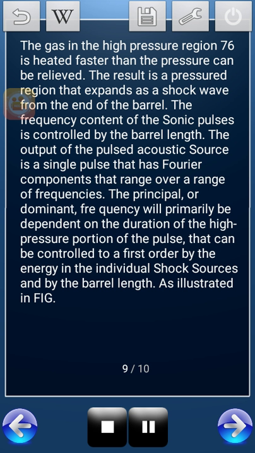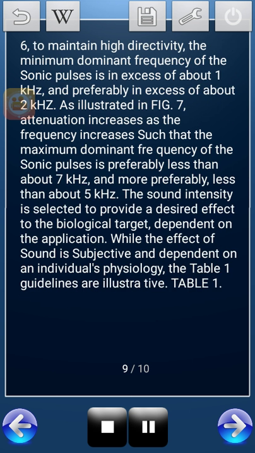The frequency content of the sonic pulses is controlled by the barrel length. The output of the pulsed acoustic source is a single pulse that has Fourier components that range over a range of frequencies. The principal, a dominant, frequency will primarily be dependent on the duration of the high-pressure portion of the pulse, that can be controlled to a first order by the energy in the individual shock sources and by the barrel length, as illustrated in Fig. 6.